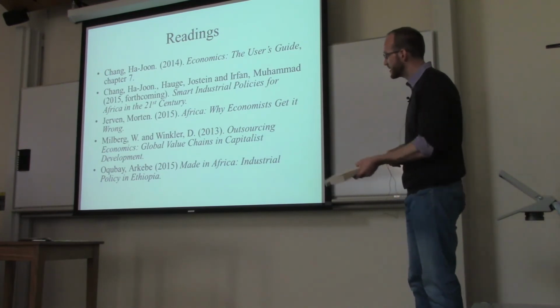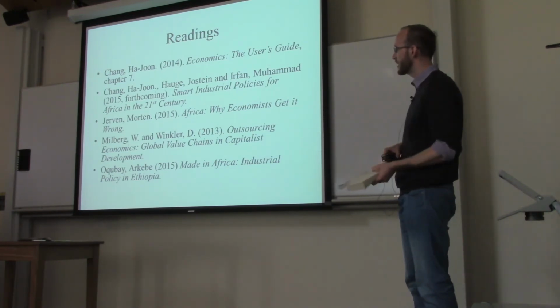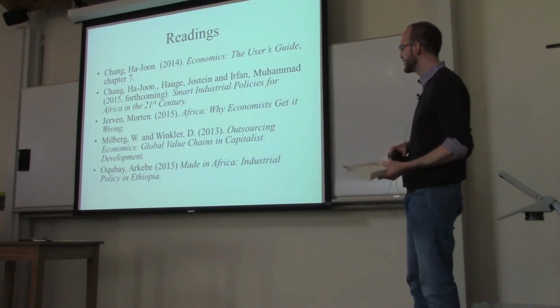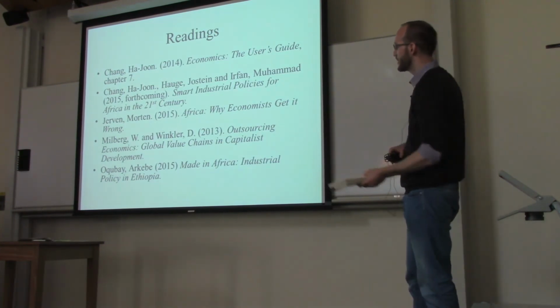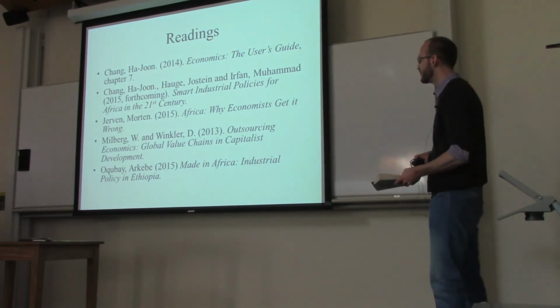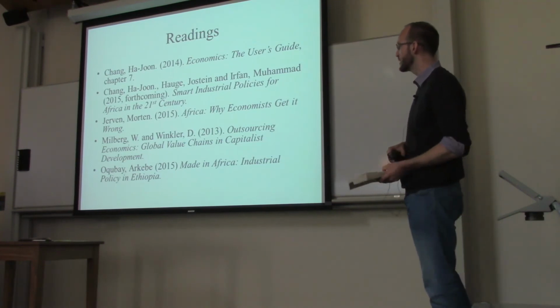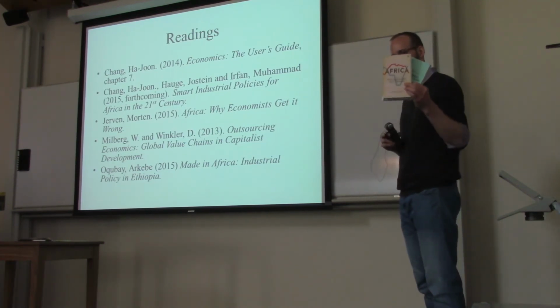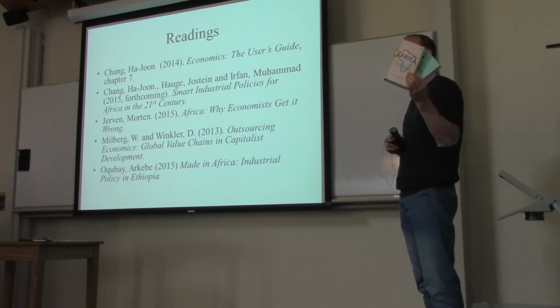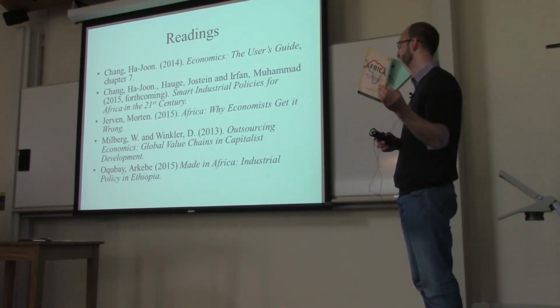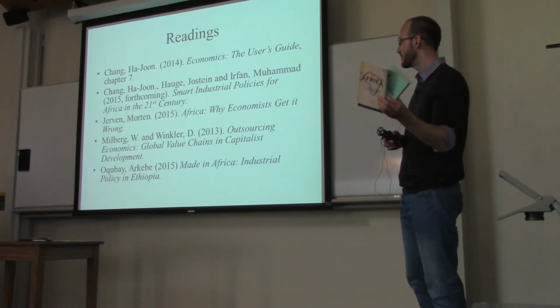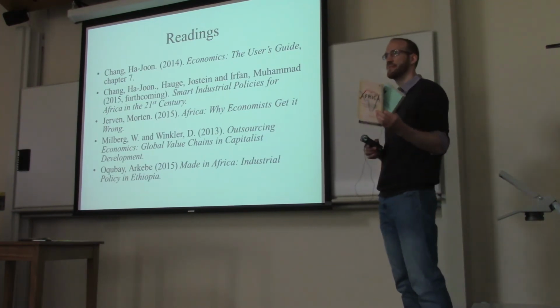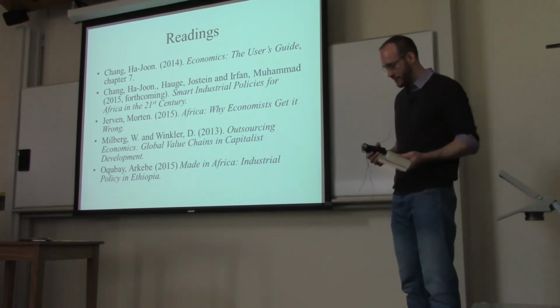A few other readings, Milberg and Winkler, a great book on global value chains. A politician in Ethiopia has written a book published by Oxford University Press on industrial policy in Ethiopia. And this guy has written about sort of the shortcomings of mainstream economics, mainstream economists' take on African underdevelopment in the 90s. Thank you very much.